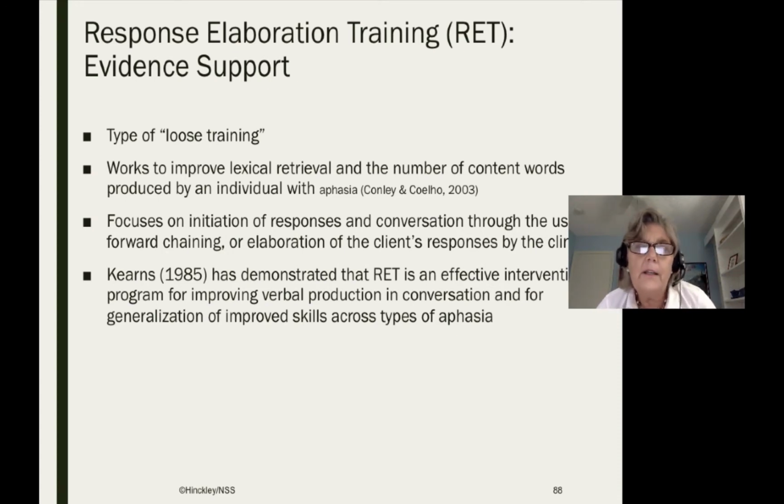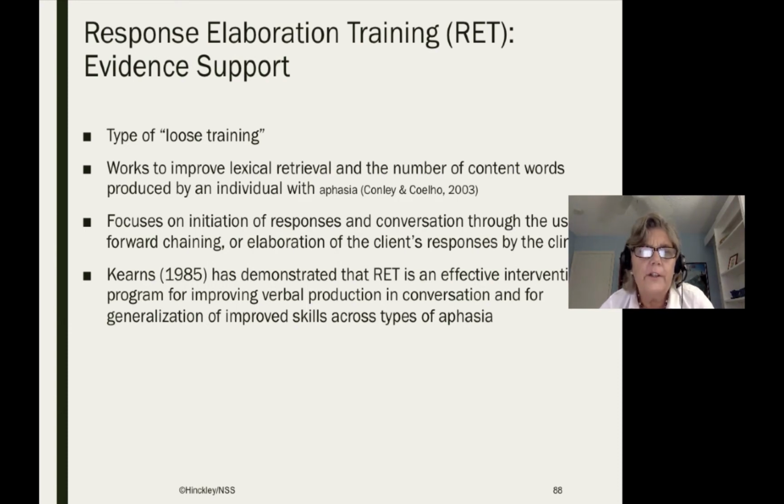The idea behind it is to improve lexical retrieval and the number of content words produced by an individual with aphasia. So it's a conversational-based treatment. The learning technique is forward chaining. That refers to taking the client's response and facilitating elaboration, so the client is building on his or her own responses and learning to elaborate the responses.